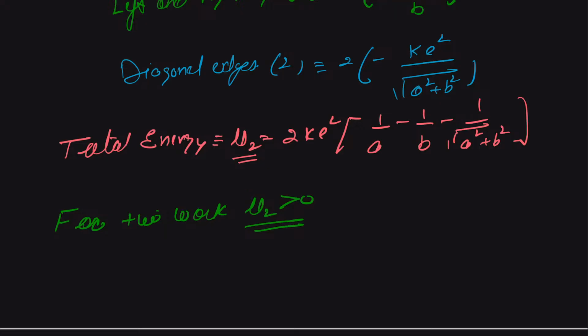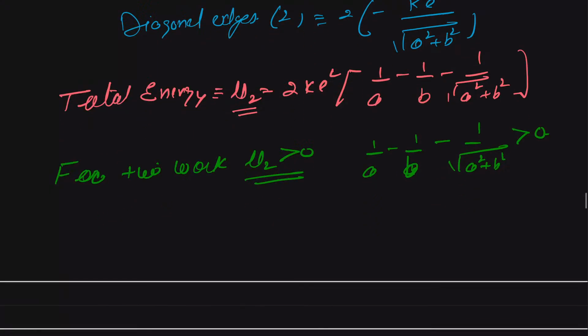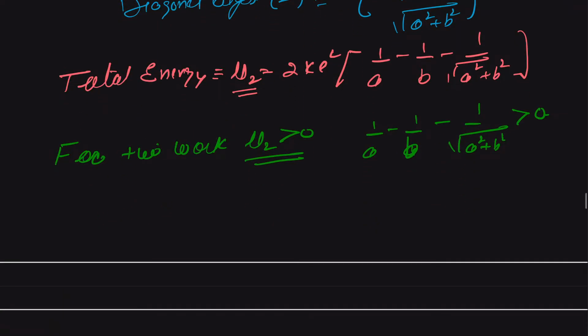Which basically means that 1 by A minus 1 by B minus 1 upon the square root of A square plus B square should be greater than 0. And for the sake of convenience, let us write that x is equal to b upon a, where x is positive. Therefore, we can write this equation as 1 upon x minus 1 upon the square root of 1 plus x square should be greater than 0.